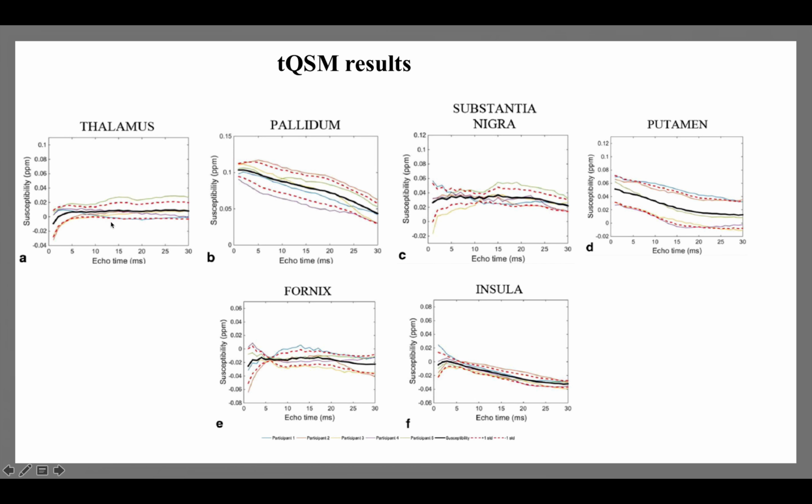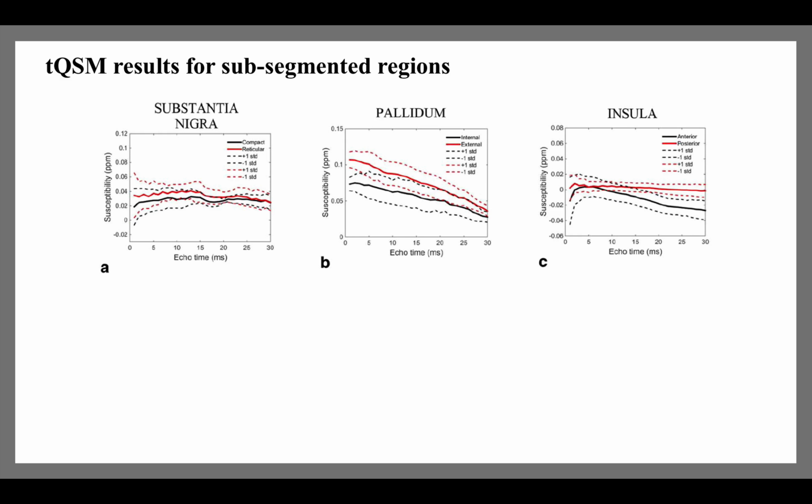Similarly, a varying susceptibility response is observed in thalamus, pallidum, substantia nigra, putamen, fornix, and insula. From these results, we can conclude that there is a trend in susceptibility values with echo time, and the trend varies with the region selected and is similar in all 5 participants. We subsegmented substantia nigra, pallidum, and insula to study the influence of tissue cytoarchitecture variations on the TQSM curve.